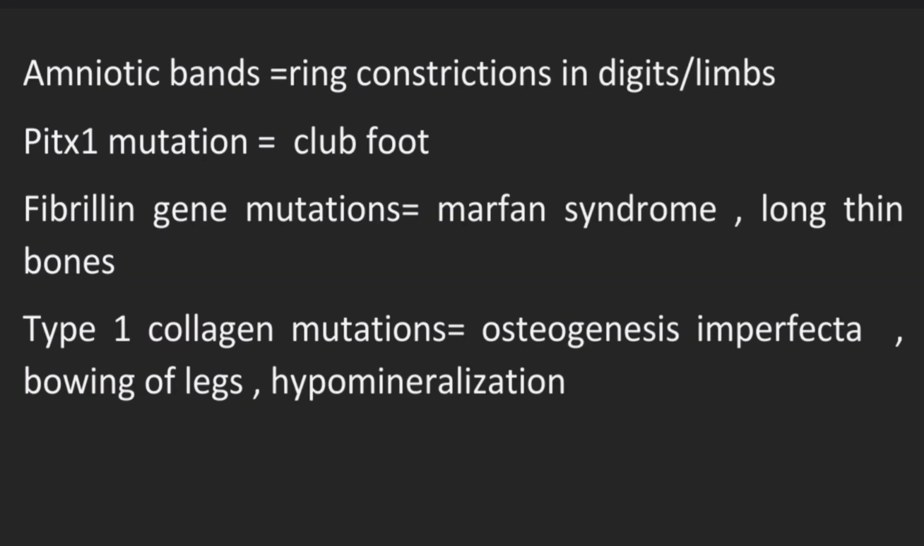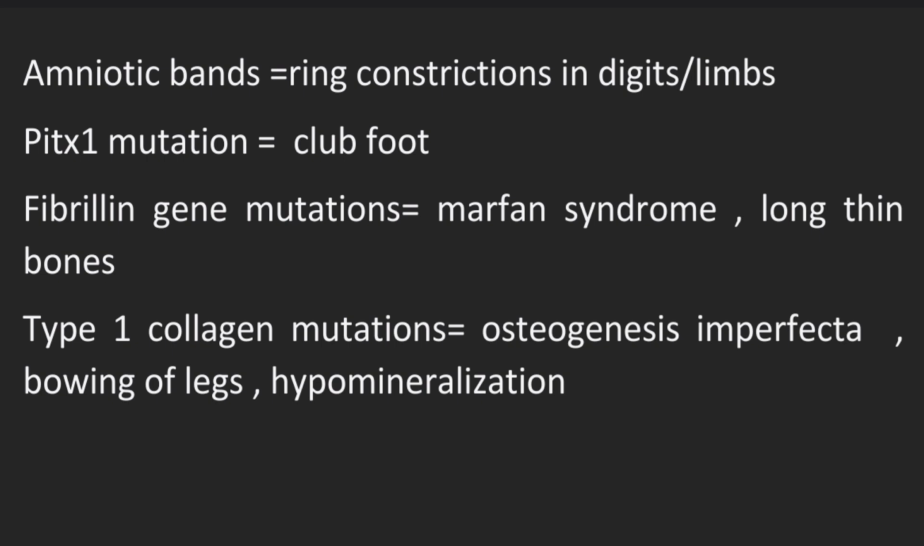Next is the amniotic band. Sometimes in the womb, during development of the child, the amniotic membrane has some loose bands, and they wrap around the child's digits and limbs, and because of that the digits and limbs cannot develop or grow properly and they remain constricted. So when the child is born, either the digits are deformed or the limb is missing and things like that. Those are because of the amniotic bands.